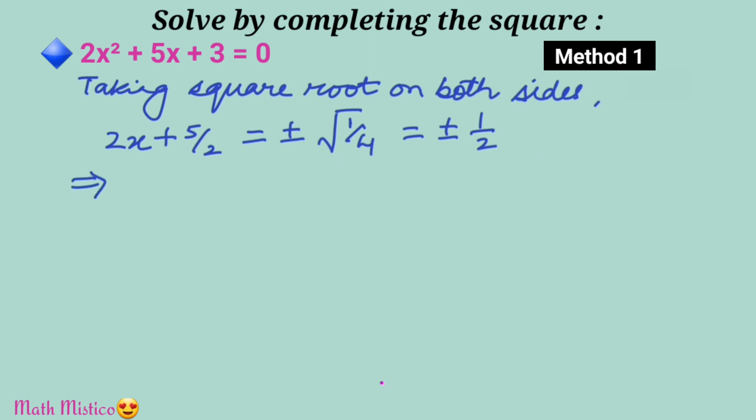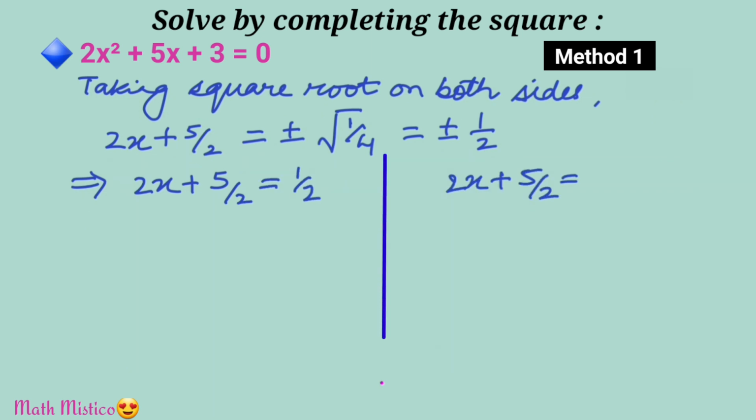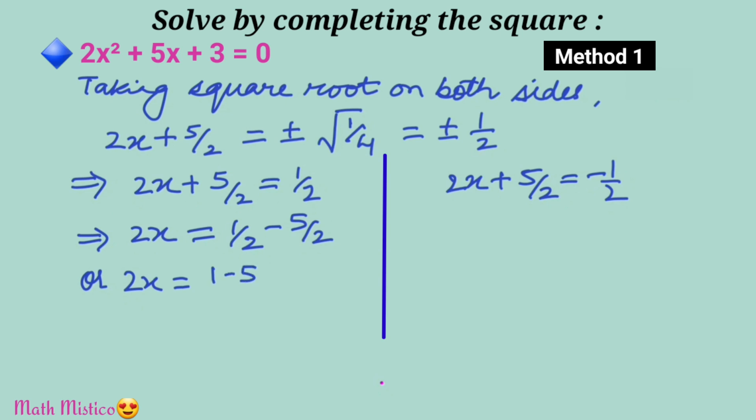Hence we get two equations. 2x plus 5 upon 2 is equal to 1 upon 2, or 2x plus 5 upon 2 is equal to minus 1 upon 2. Let's first solve the first part. 2x is equal to 1 upon 2 minus 5 upon 2. Or 2x is equal to 1 minus 5 upon 2 on taking LCM is equal to minus 4 upon 2, which gives us minus 2. So x is equal to minus 2 upon 2 is equal to minus 1 on simplifying.